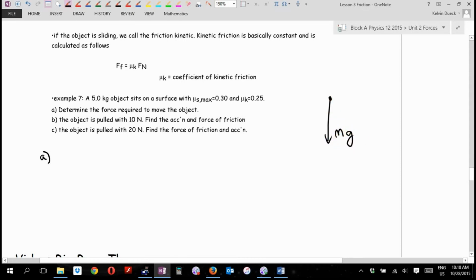Is this object sinking into the ground? Is it flying into the air? Are there any other vertical forces, outside forces that this question mentions? Then I think I can say the normal force is the same size as gravity.